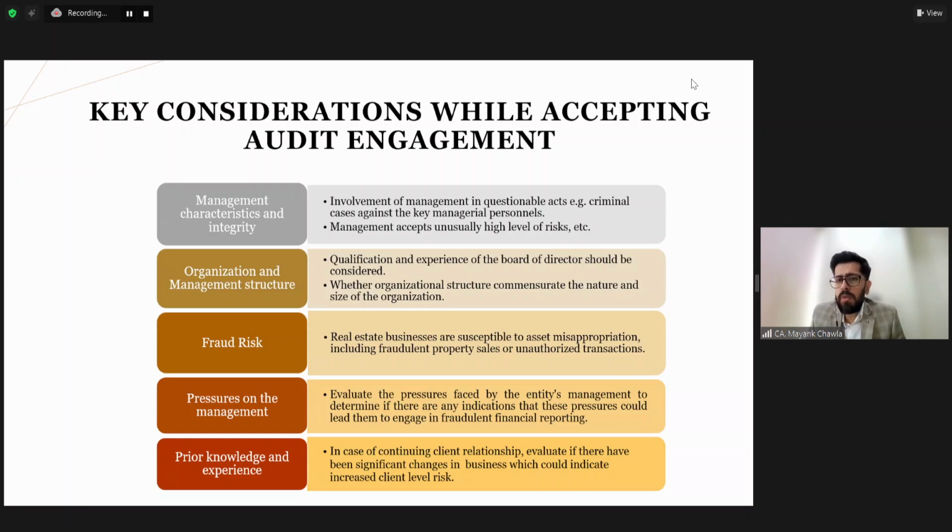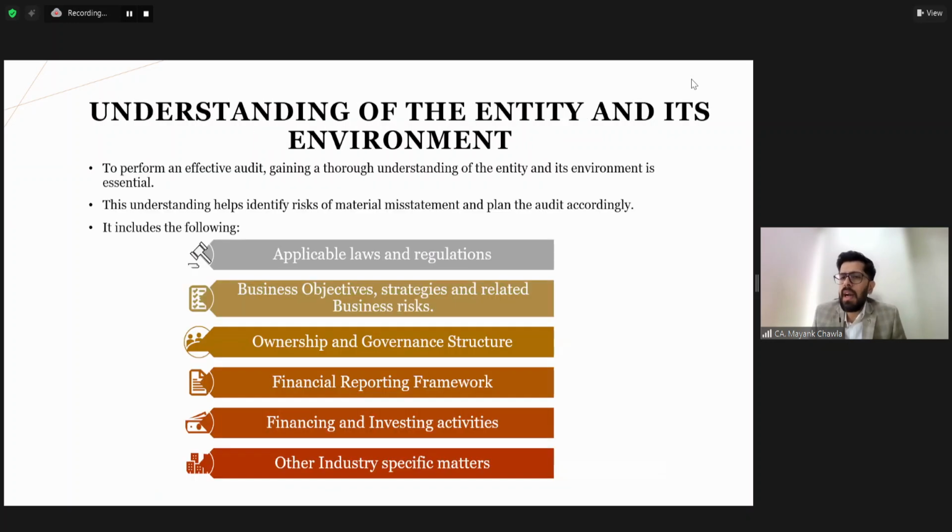It becomes very important for us that we accept audits which will not bring disrepute to our profession, and also it will encourage good practices in the market and amongst the auditees as well. So I'll just move forward to my next slide, which is on understanding the entity and its environment.